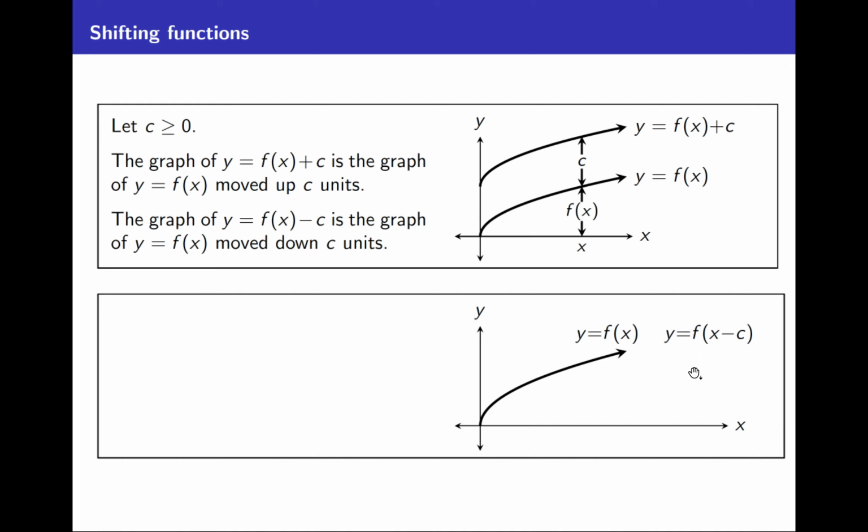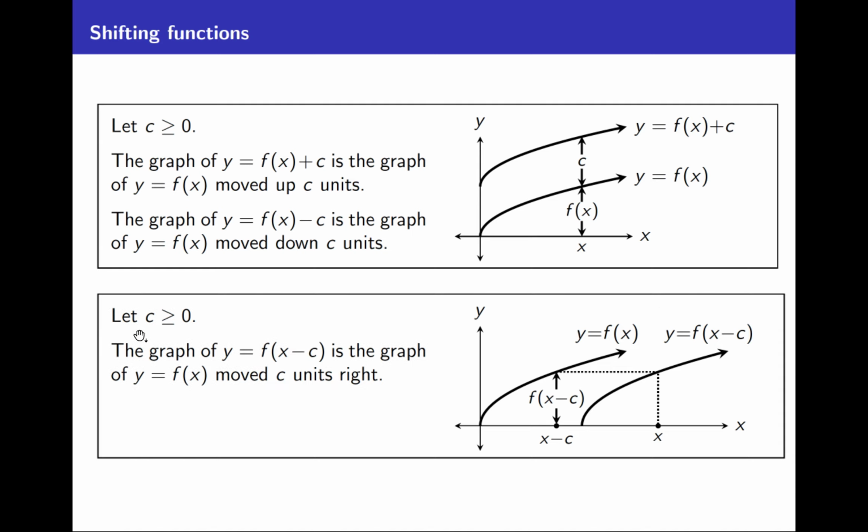To figure out what that graph looks like, take a typical value of x. And into f, you're plugging in x minus c. So you go back c units here, x minus c. And then you take f of that. F of x minus c is this y coordinate. But you're graphing y equals that for this particular x. So you're really over here. And that would be a point on the graph of y equals f of x minus c. So the graph of f of x minus c lies c units to the right of y equals f of x.